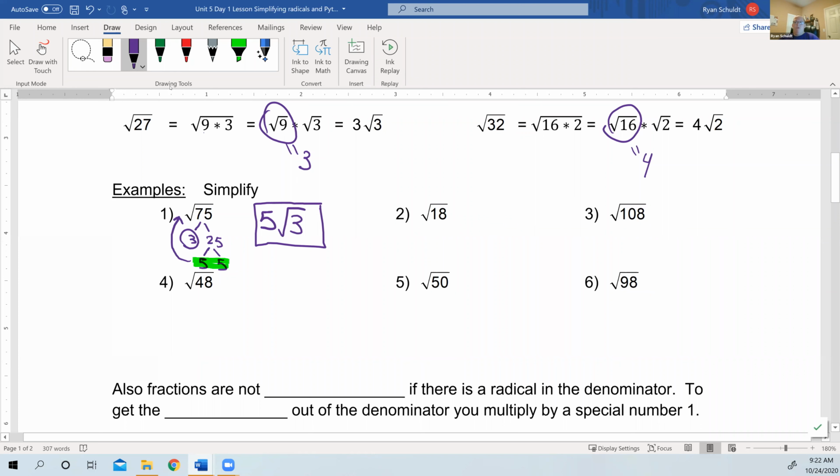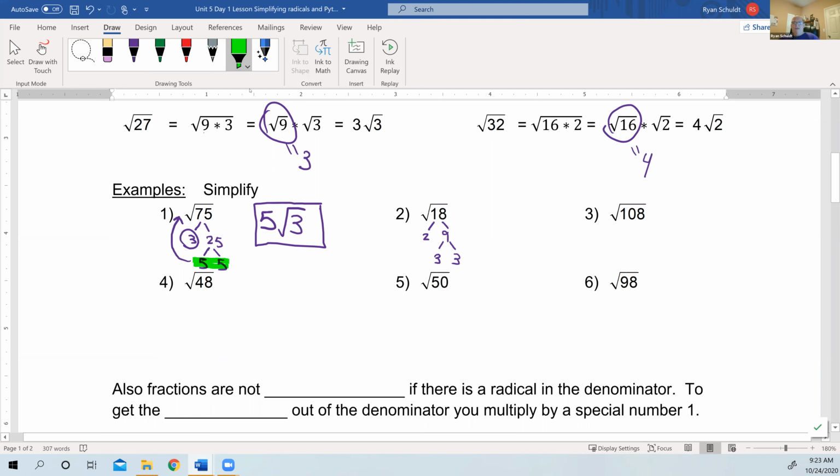Okay, let's look at number 2. On number 2, we have the square root of 18. Now, let's see, this one, I'm going to just go with the first thing that pops in my head, 2 and 9. From there, 2, I'm done. 9, though, I can break up to 3 and 3. 3, I'm done. 3, I'm done. Okay, so I'm done there.